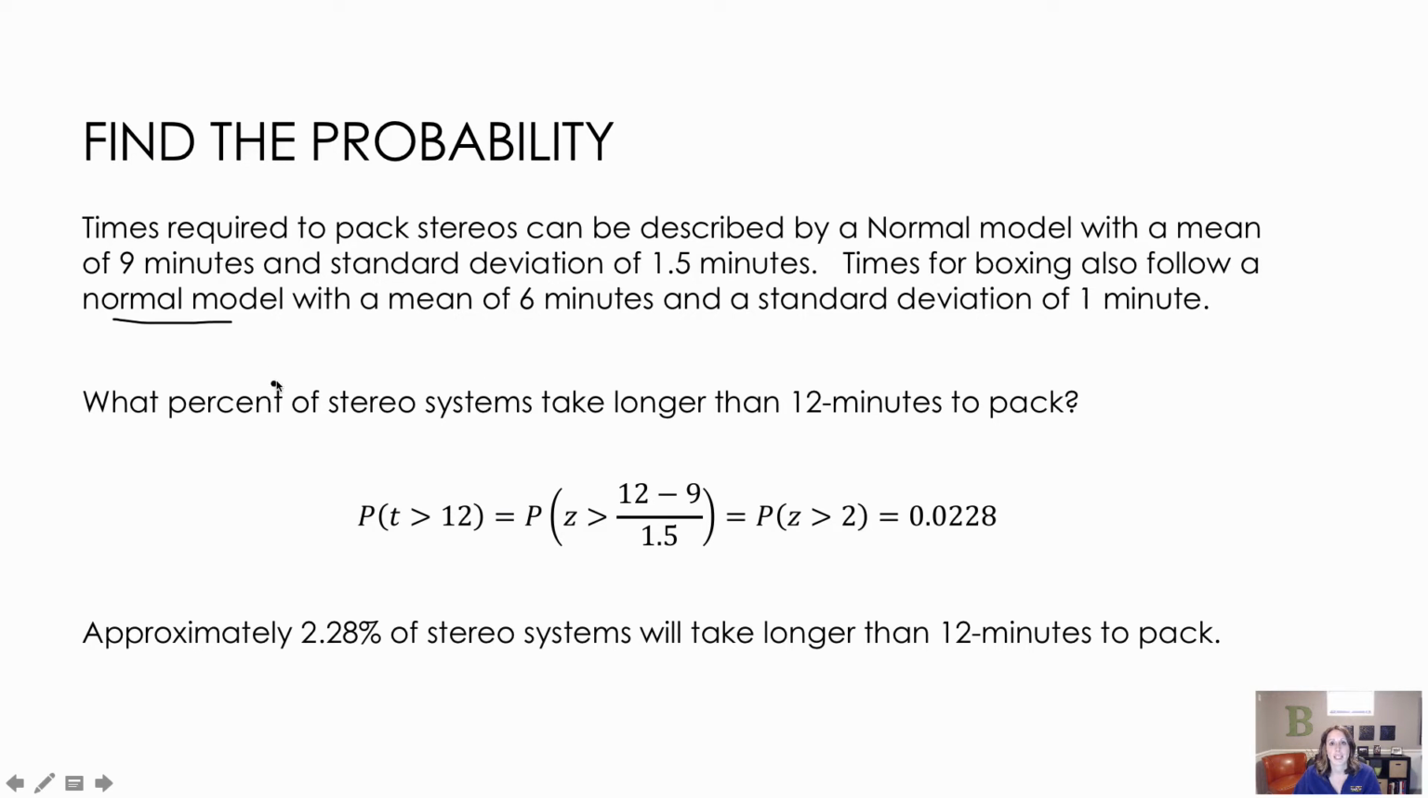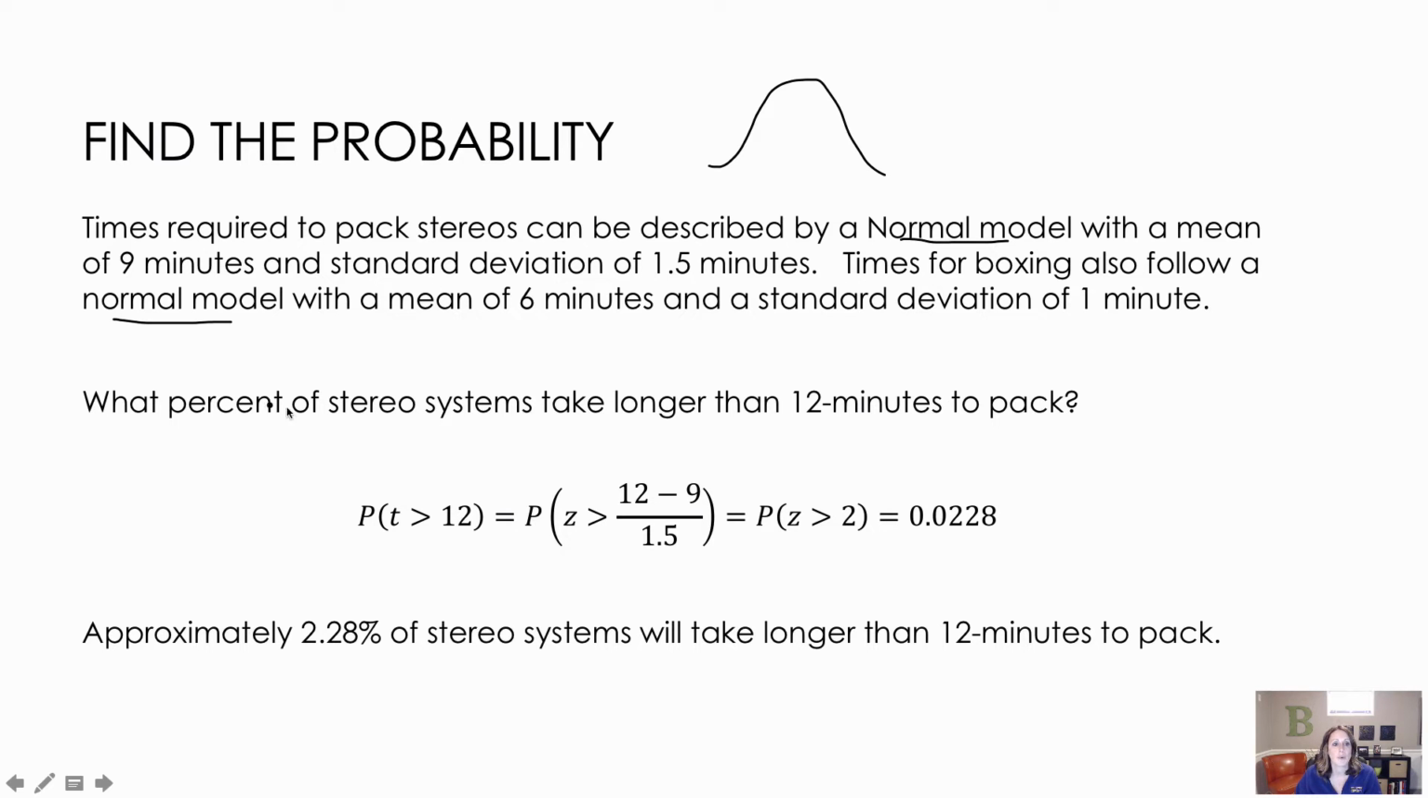So here's an example where we're going to try this together. The times required to pack stereos can be described by a normal model. So again, they're telling me it's normal, with a mean of 9 and a standard deviation of 1.5. So again, you could draw your little picture if you wanted. I'm not going to do it, but that's essentially what we're dealing with. Times for boxing also follow a normal model with a mean of 6 and a standard deviation of 1.